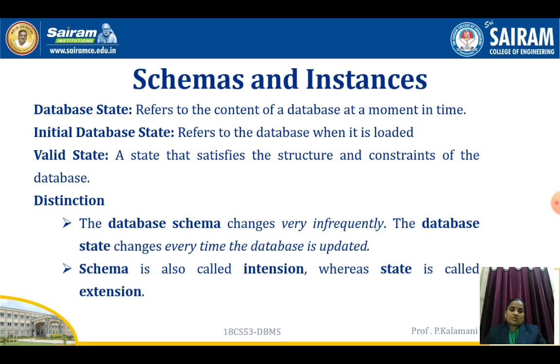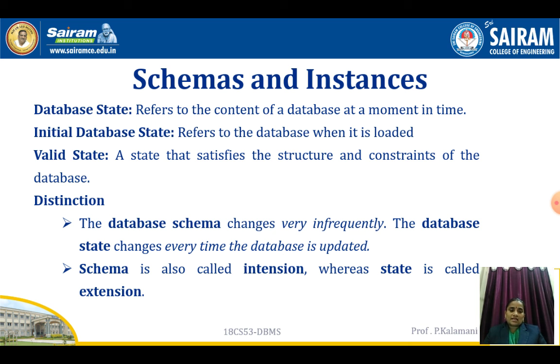That's why, as I said, the name or address of a student may change, the phone number may change, the email ID may change. The same goes for faculty: phone number may change, address and qualification may be updated, and so on. So the schema changes infrequently, but the instance changes frequently. The schema is also called the intension. The instance is otherwise called the extension or state. These are the differences between schema and instance.